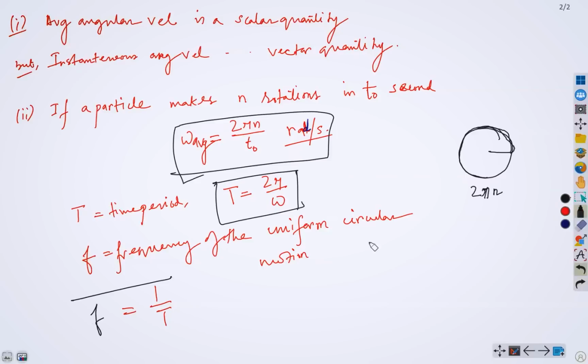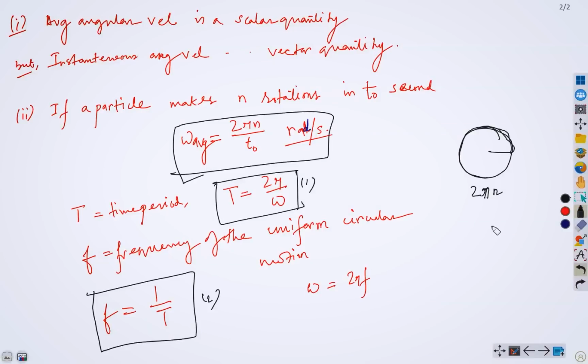f equals 1 by T. Let me use a different color. This one will be red and the box will be black. So you also write it in your copy and box it, because we are going to use this in solving numerical problems. So what is T? T is our time period defined in this way. What is f? f is the frequency of the uniform circular motion, defined as the inverse of T. And from these two equations, let's mention this as 1 and this as 2, we can show that omega is 2 pi f, right?